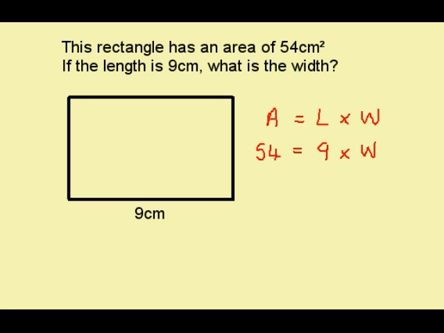I now need to find out which number I multiply by 9 to get 54. And the best way to do this is to divide 54 by 9. This gives an answer of 6, so I know that the width is 6 centimetres. Now, just to check I've got it right, I can do the length times the width, 9 times 6, and that gives me 54, so I know I've got the correct answer.